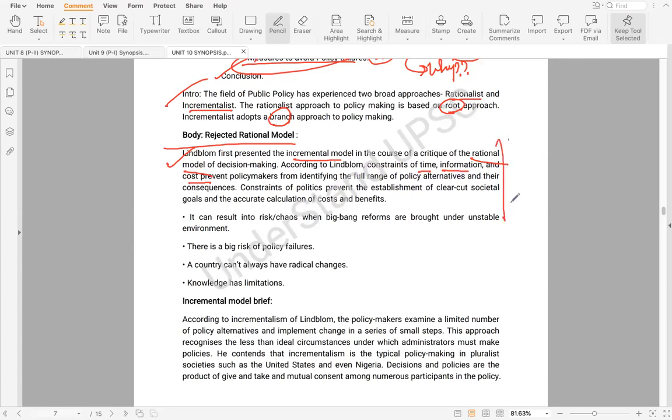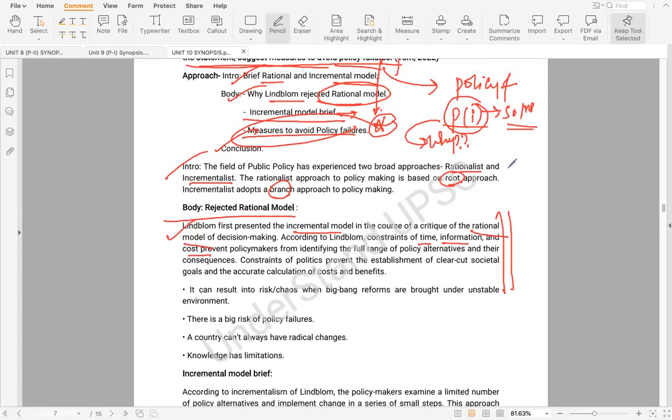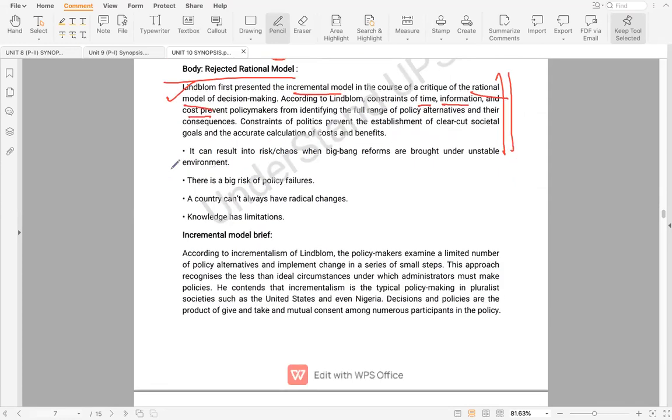And this is nothing but whenever you have read the public policy content from the rationalist and incrementalist paradigm, an enunciation on that. Again, this is not the major part of the question, so do not be intimidated by it. It can result in risk or chaos. This is nothing but the criticism given by Lindblom for the rationalist model. There's a big risk of policy failures. A country can't have radical changes. Knowledge has its own limitations.